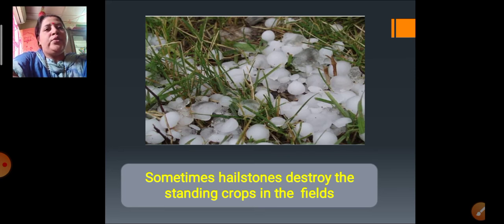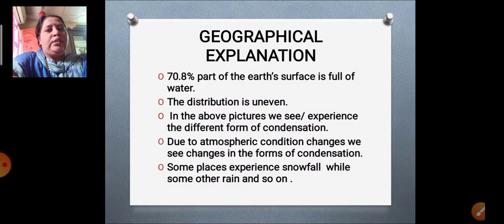Now children, looking at these pictures, we have learned that there are many occurrences throughout the year. Let's have a geographical explanation about them. As you all know, 70.8% of the Earth's surface is made up of water. Now this water present on the Earth's surface is not at all even. It is unevenly distributed. In the above pictures we have seen or experienced the different forms of condensation taking place.